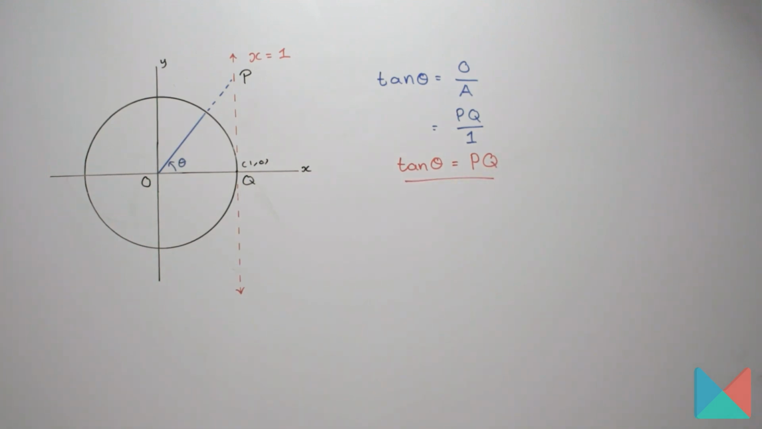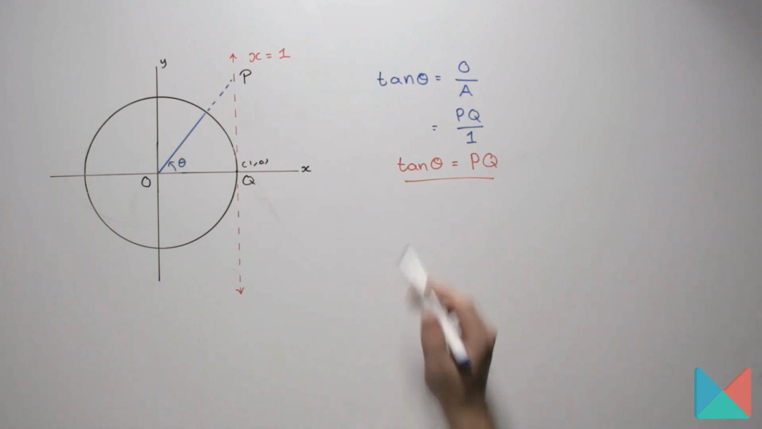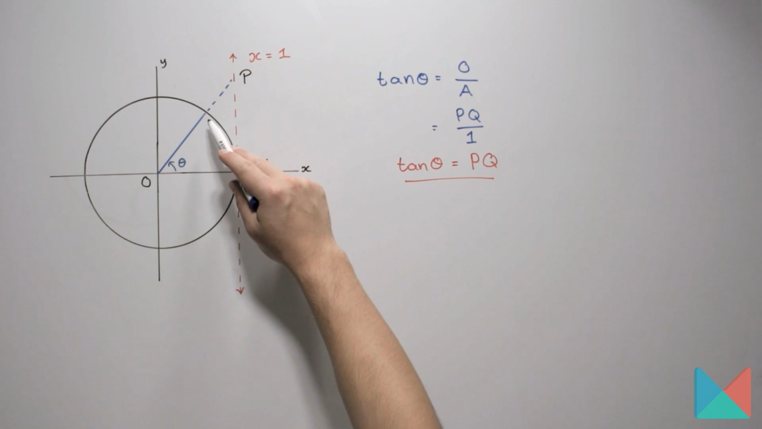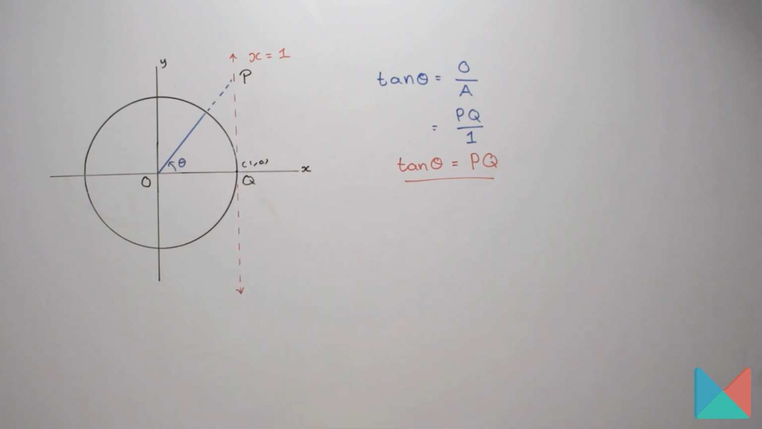Let's understand what we've done here. So we've shown that tan of theta is equal to our height PQ when we extend our angle line to intersect the x equals 1 line. Now let's find the coordinates for this intersection point P.